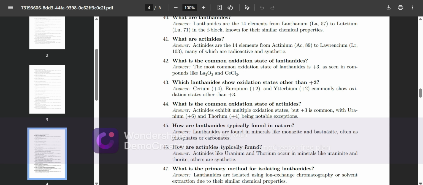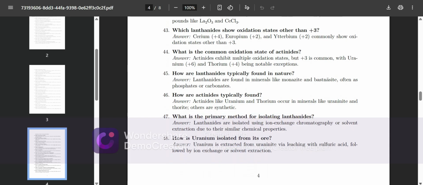What is the common oxidation state of lanthanides? The most common oxidation state of lanthanides is +3, as seen in compounds like La2O3 and CeCl3. Which lanthanides show oxidation states other than +3? Cerium +4, europium +2, ytterbium +2 commonly show oxidation states other than +3.